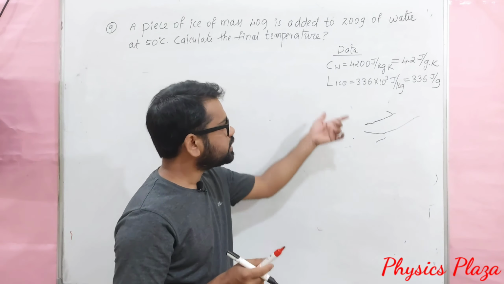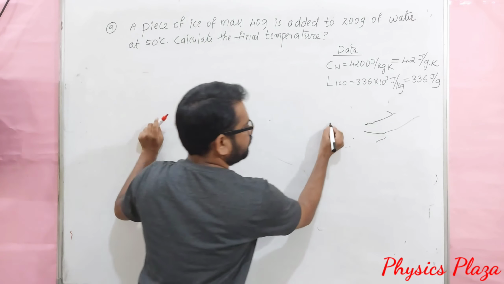Specific heat capacity of water. Actually, it is given in kg, children, that we have converted into grams. The same thing with specific latent heat of fusion of ice also. We converted into gram just for sake of calculation, to make the calculation simple. That's it.